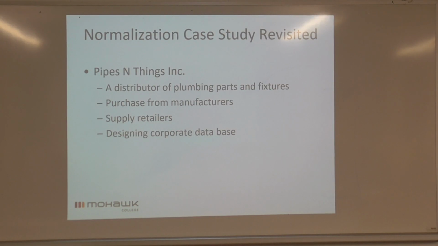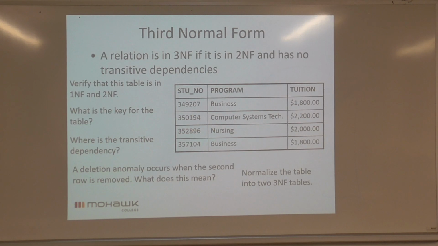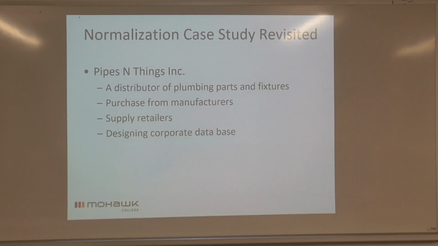So, normalization case study revisited. If I had a criticism of the slides, we didn't actually follow the same table all the way through the normalization process, did we? Although it is kind of nice to see a small example of second to third normal form, now that I'm thinking about it. Recall our case study from last week.